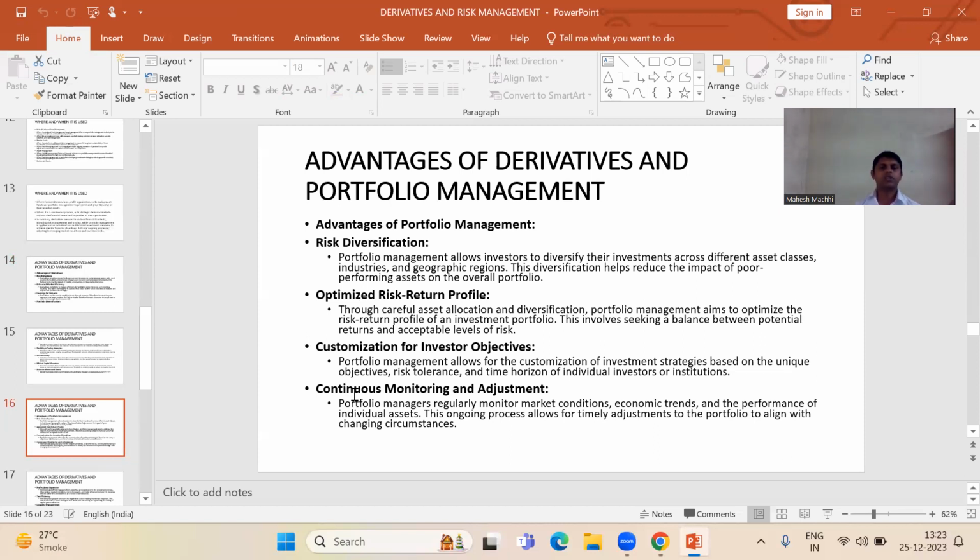Optimize risk-return profile. Through careful asset allocation and diversification, portfolio management aims to optimize the risk-return profile of an investment portfolio. This involves seeking a balance between potential returns and an acceptable level of risk.